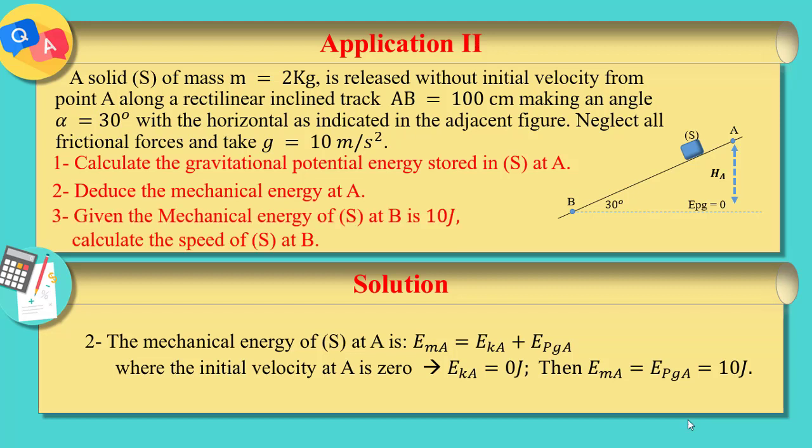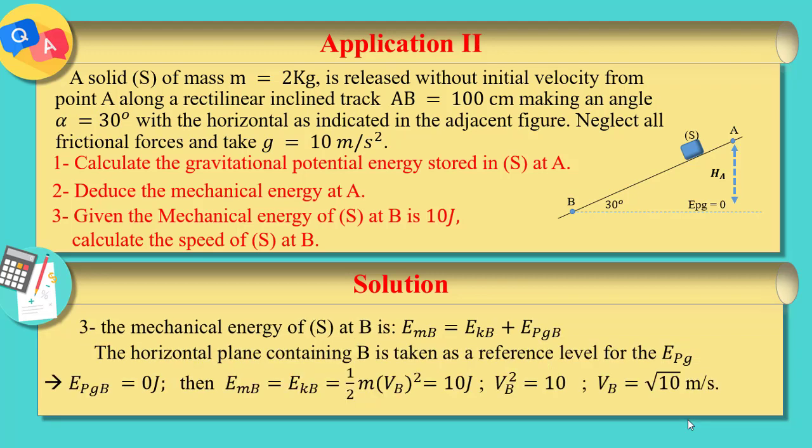Given that the mechanical energy of S at B is 10 joules, calculate the speed of S at B. The mechanical energy of S at B is kinetic energy at B plus the gravitational potential energy at B. The horizontal plane containing B is taken as the reference level for gravitational potential energy, so the gravitational potential energy at B is 0. Then the mechanical energy at B is just the kinetic energy, which is half m VB squared, equal to 10 joules. VB squared in this case is 10, and VB equals radical 10 meters per second.